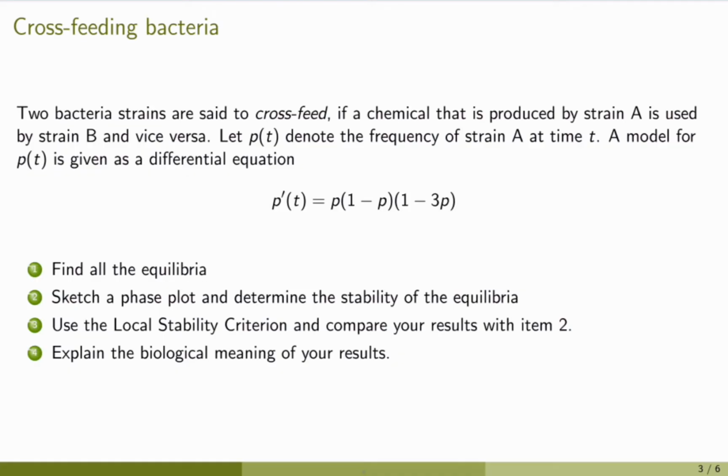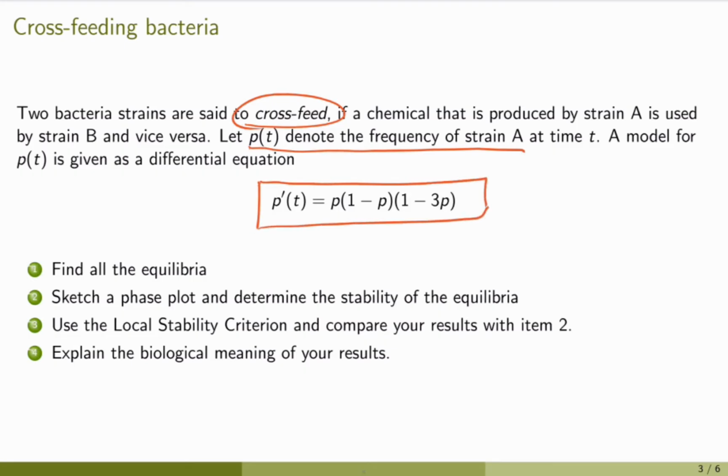Here's an example of cross-feeding bacteria. So we say a population of bacteria is cross-feeding if a chemical that is produced by strain A is used by strain B, or vice versa. So let P of t denote the frequency of strain A at a time t, and then a model for P of t was given by the differential equation P prime equals P times 1 minus P times 1 minus 3P.